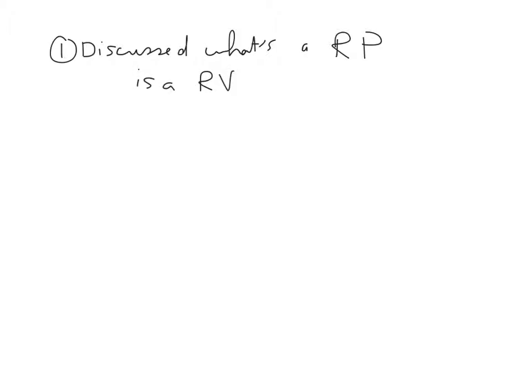To summarize what we have done so far, we have done the following. Number one, we have discussed what a random process is. And we have said that a random process is a random variable which has variation with time. So based on that, a random process possesses two properties.